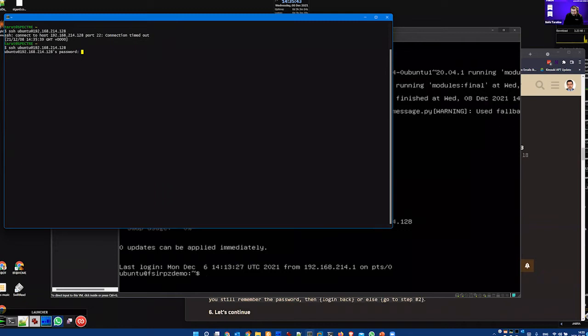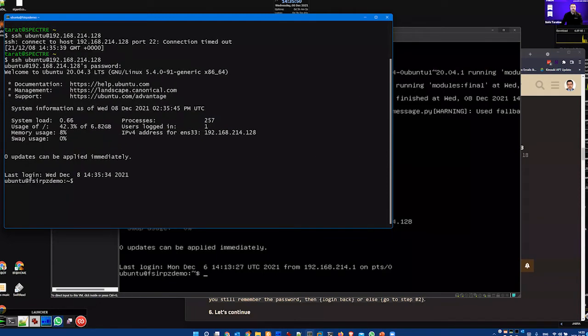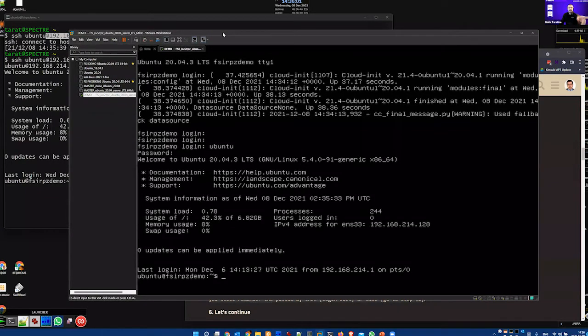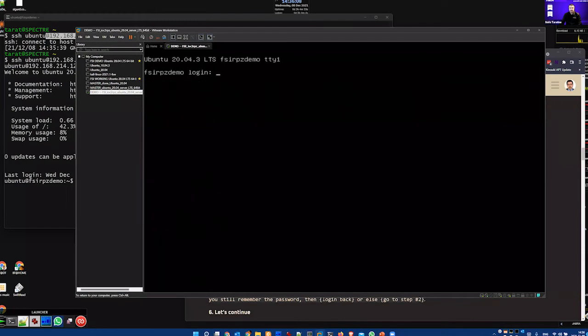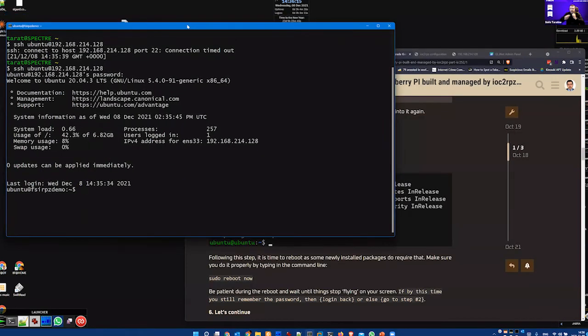Here we go. Okay, perfect. So what I have done is I logged in to this system. Why? Because you see 192.168.2.14.128, this is the IP of my virtual machine. I don't need it anymore. I just minimize this and we will be using SSH because it's easy for copy-pasting.